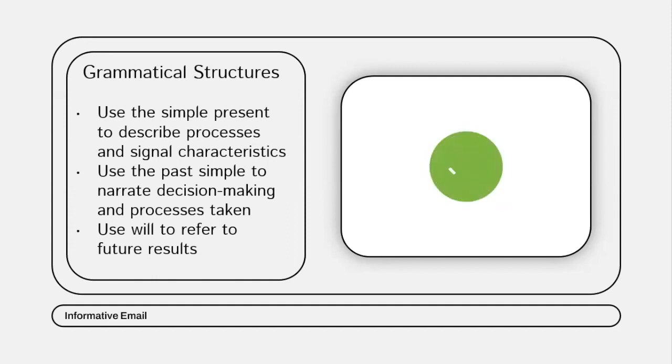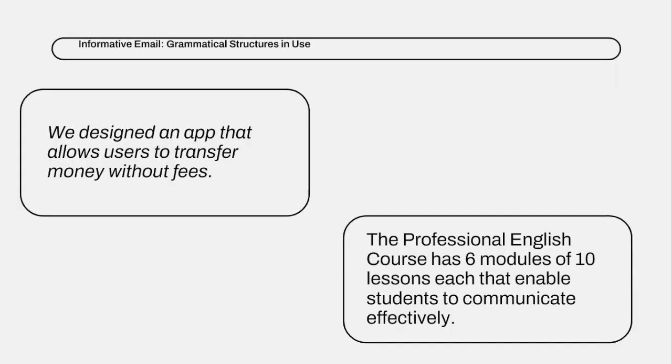Let's take a look at the following examples. In the first example, there is a combination of the past and the present. We designed an app that allows users to transfer money without fees. We designed an app. That was the process they took in the past, which has a characteristic in the present: allows users to transfer money without fees.